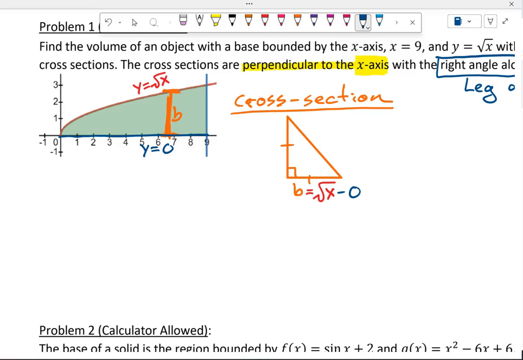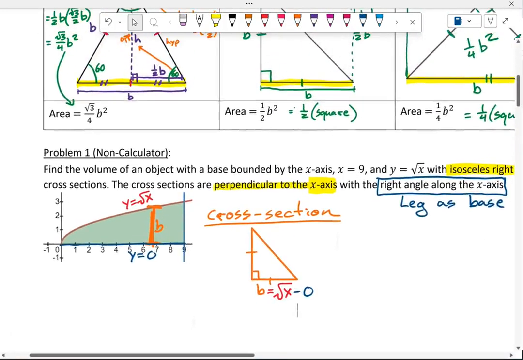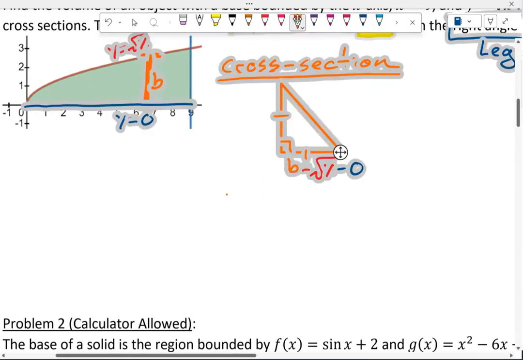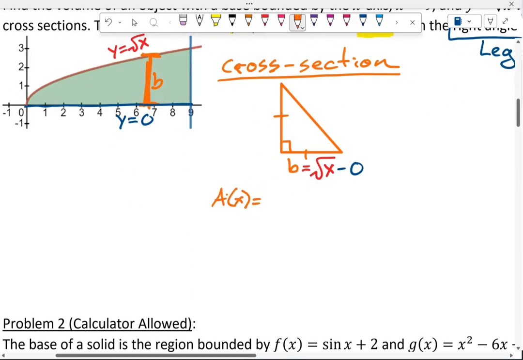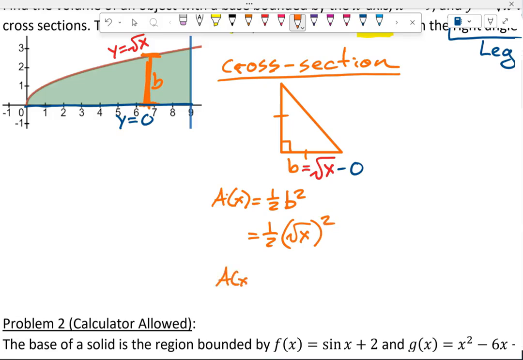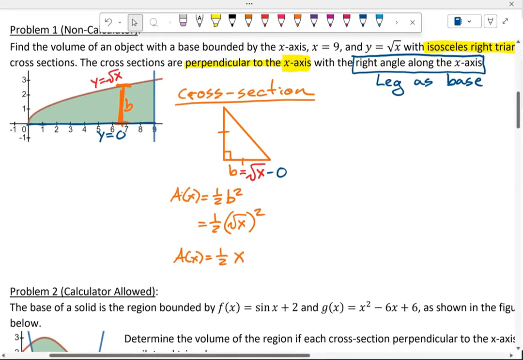What is the area equation for this triangle? What do we have up above? Base times height and what? Half of it, right? So the area is going to be 1/2 b squared. Well, what is my base? What happens when I square a square root? So my area equation is just 1/2 x. And that is what I'm going to put into my integral.